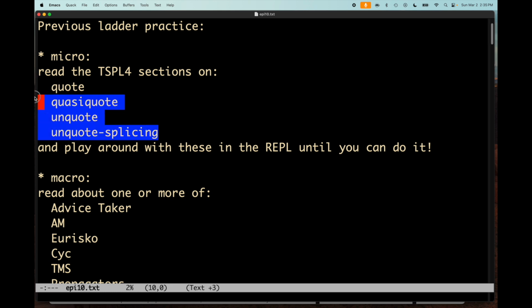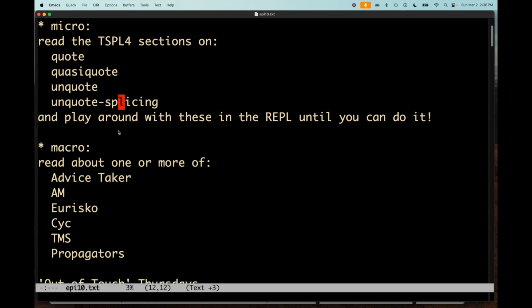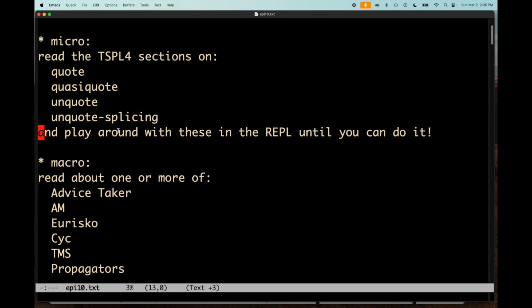Not talking about Vibe the streamer, but Andrej Karpathy has this idea of vibe coding. You don't want to vibe code this. You just absolutely have to be able to do this in your sleep. We'll take a look at quasi-quote in the Scheme programming language, because I just want to show you how we can look at something like TSPL and do a little practice. But that's important. You have to be able to do this.